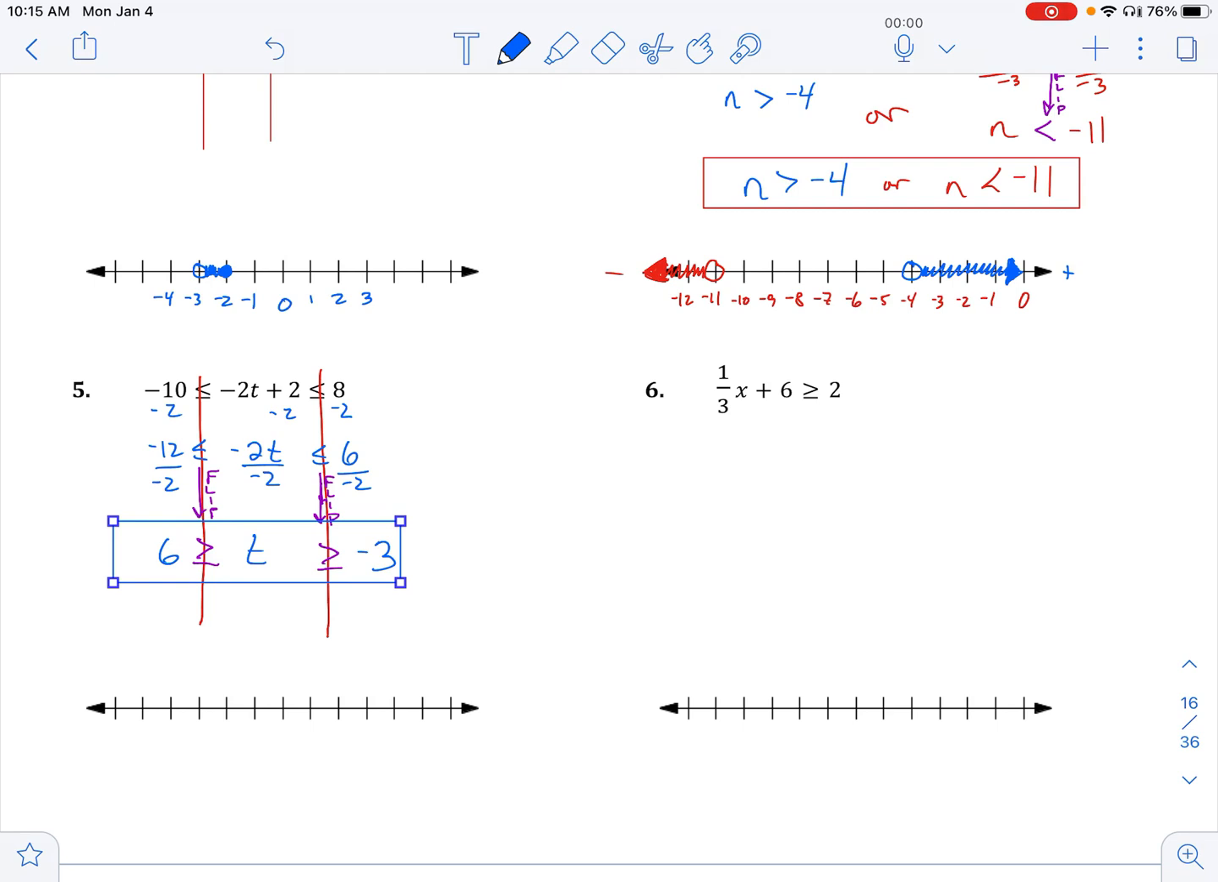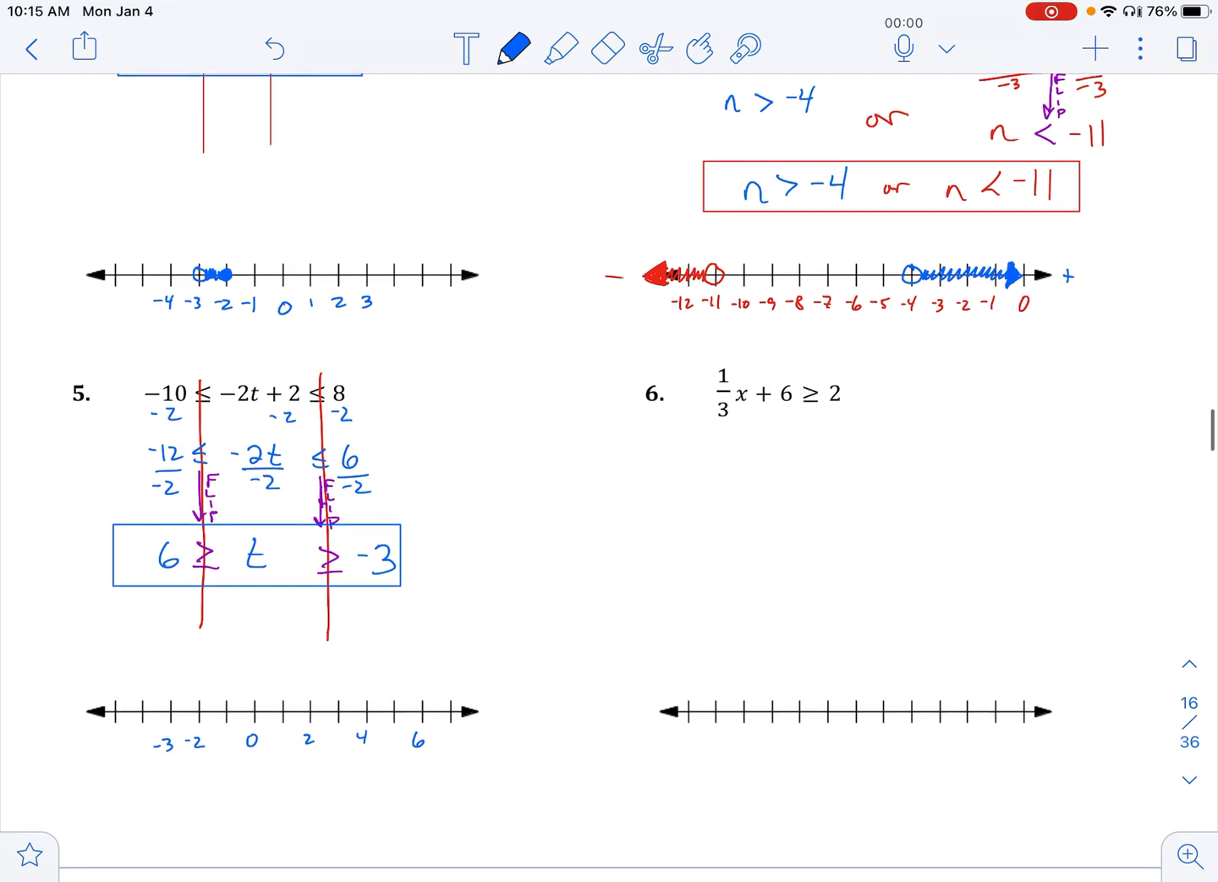So as I get ready to graph this here, we are going to be graphing 6 is greater than or equal to t, so here is 6. T is greater than or equal to negative 3, so here is negative 3. Both those endpoints are included in the solutions because both of them were equal to, and then we can shade all the possible values in between.